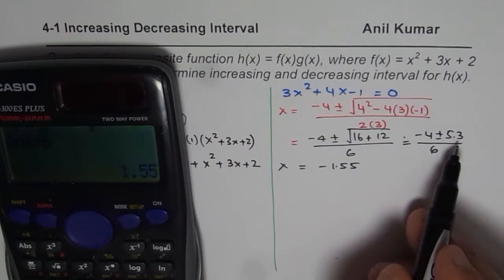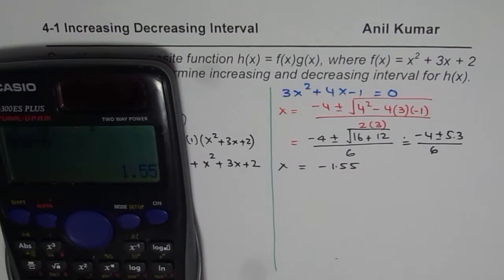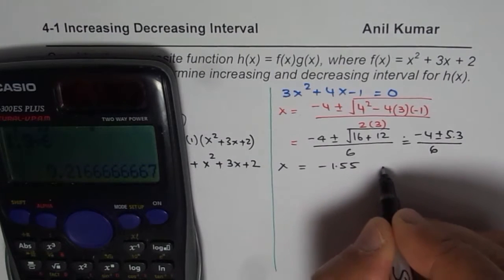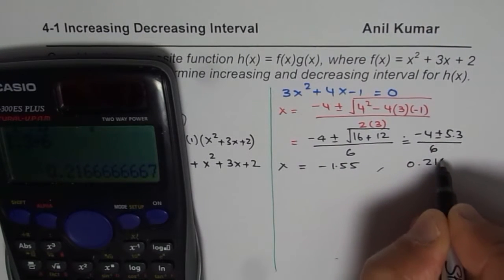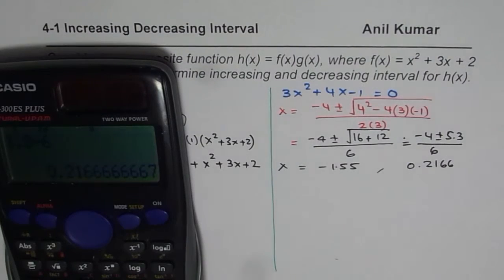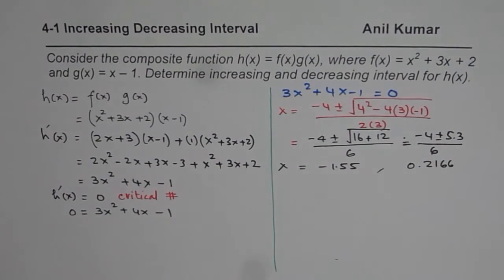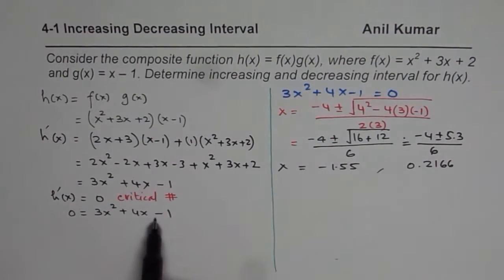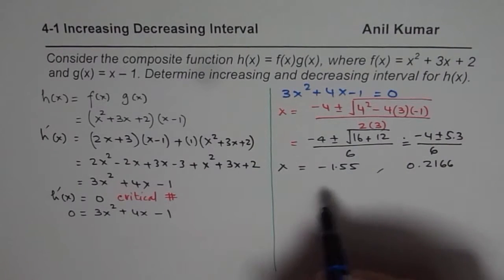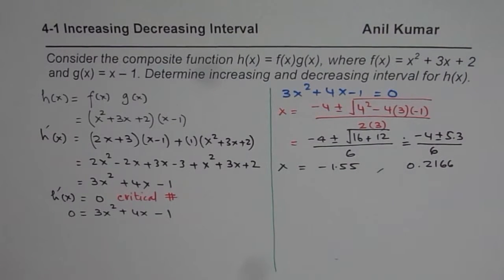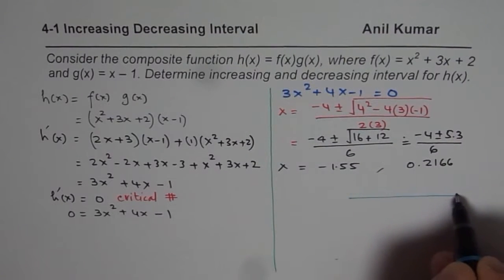The other value is, when you use plus, you get 1.3 divided by 6, which is 0.2166. So that is what we get. These are the two x values for us. At these two values, the derivative is 0. Now what we need to find is how it changes on either side of these zeros. So basically what we will do now is analyze the derivative on a number line. Let's say this is a number line.